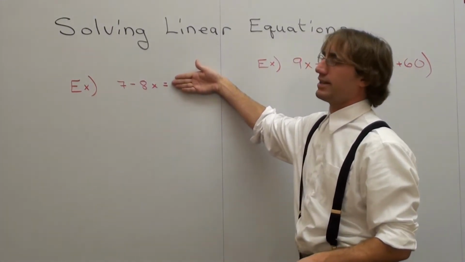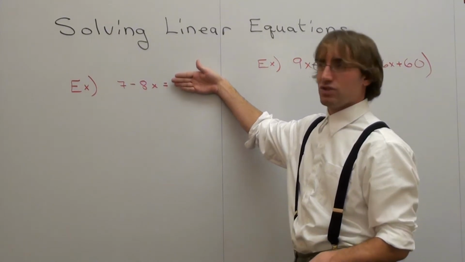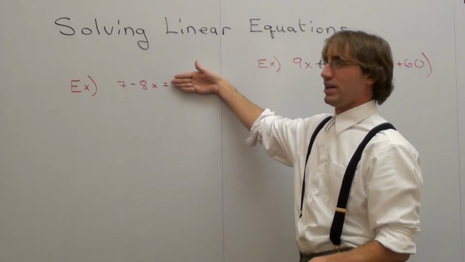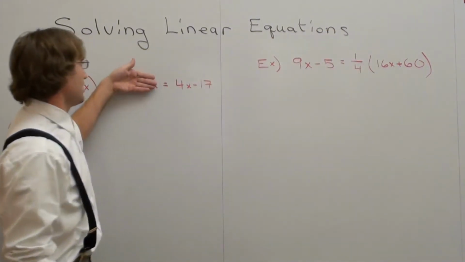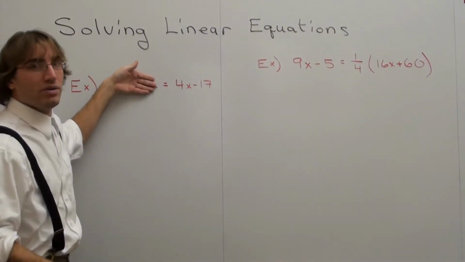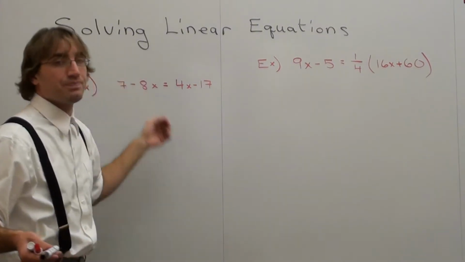7 subtracted 8x. Can I combine them? No. Can I distribute them? No. Can I get rid of fractions? No. Okay, that's pretty boring. Same questions I asked. No, no, no. Still the same thing. Nothing changed.